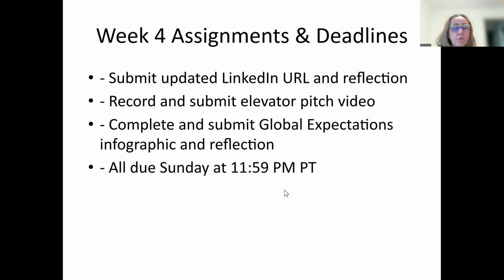So by the end of this week, you will have a professional LinkedIn profile ready to share with employers. You will be able to confidently deliver your elevator pitch in networking situations. You will understand online professionalism and how to manage your professional image both online and offline. And you will gain insights into global professional norms for adapting to diverse workplaces.